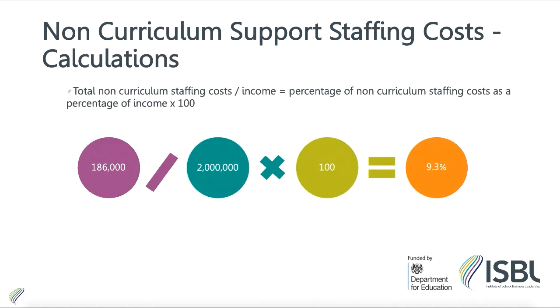The final stage of the calculation is to determine the non-curriculum support staff costs. We therefore need to divide the total non-curriculum staffing costs by the income, times it by 100, and this will give us a total non-curriculum staffing cost as a percentage of income. Now in this example, we've calculated that to be 9.3%.